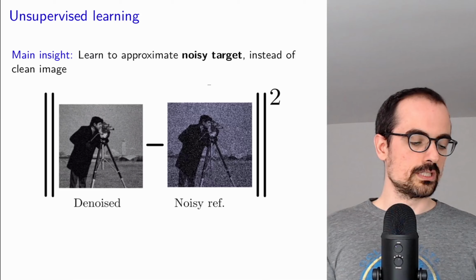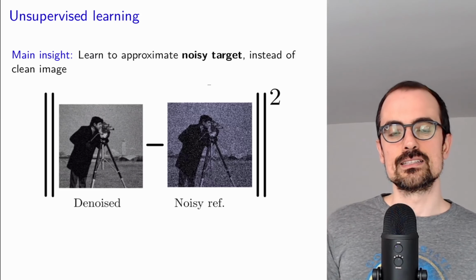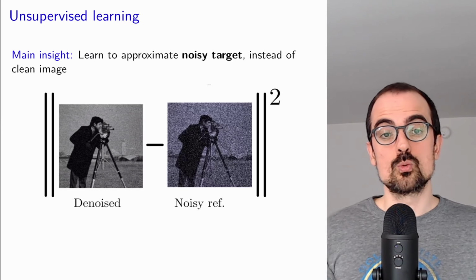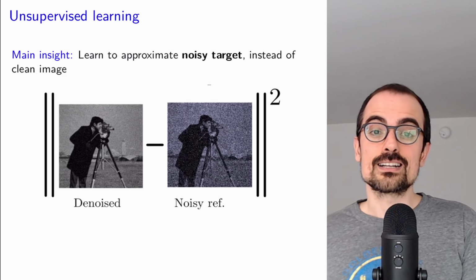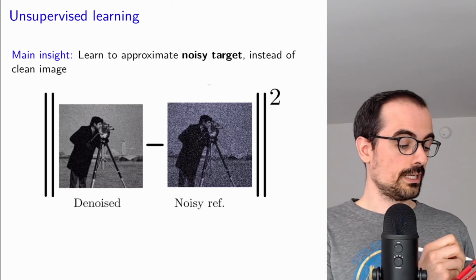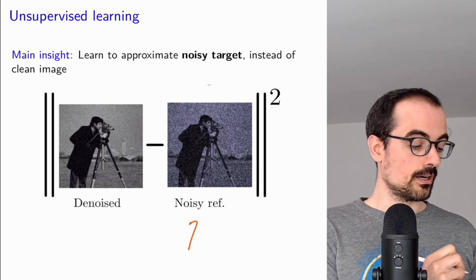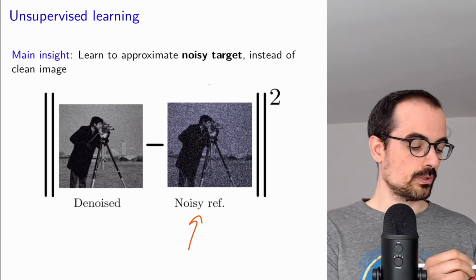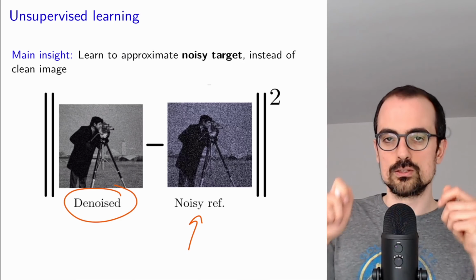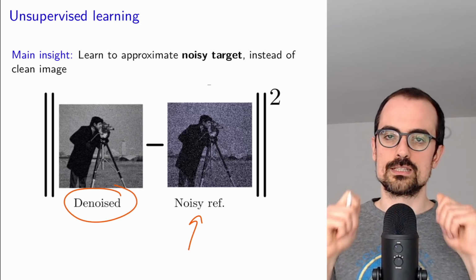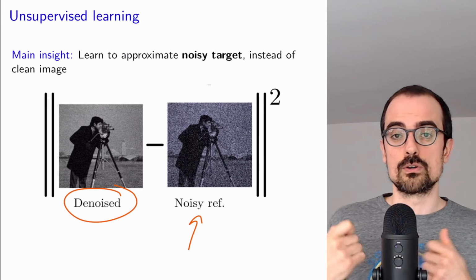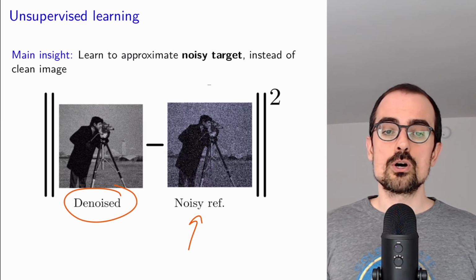Okay, so the noise-to-noise framework. The main insight in unsupervised denoising is that you can actually train a network to approximate a noisy target instead of a clean image. So in supervised learning, here we would have a clean image that we're comparing to the denoised output of the network, and then we perform stochastic gradient descent to change the network parameters little by little so that it improves its denoising performance over the different training epochs.